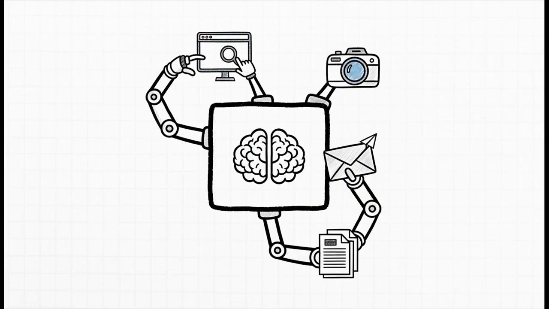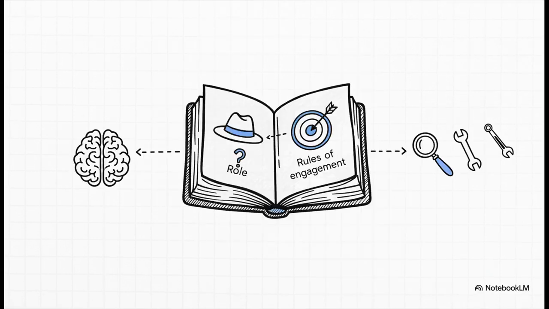Okay, but a brain's not much use if it's just stuck in a box, right? It needs hands and eyes to interact with the world. These are its tools, which often use something called an API. Just think of an API as a universal remote control that lets the agent operate other software. These tools are what allow it to perform actions like searching the web or sending an email, connecting its decisions to real-world outcomes.